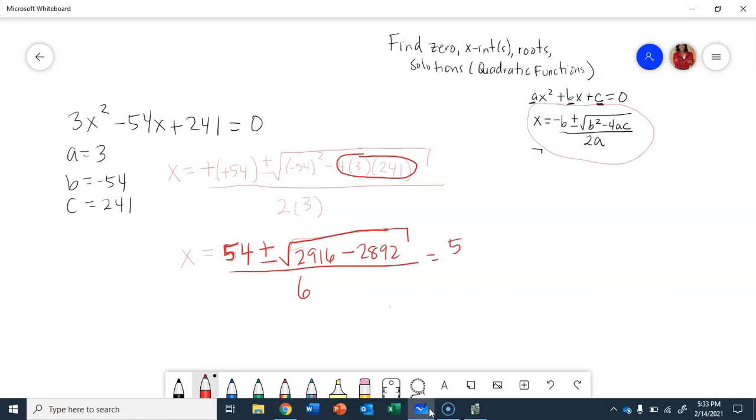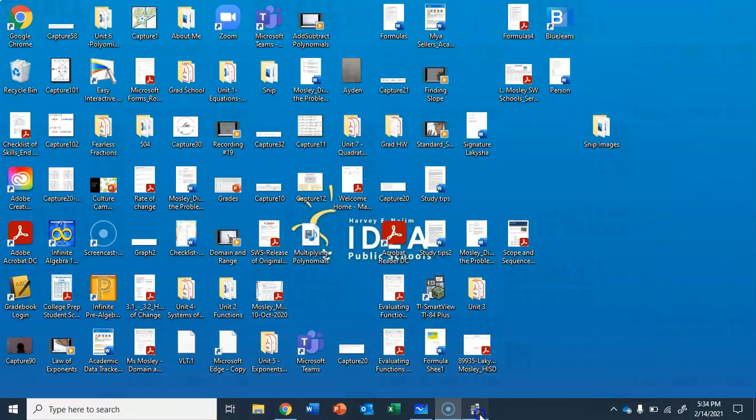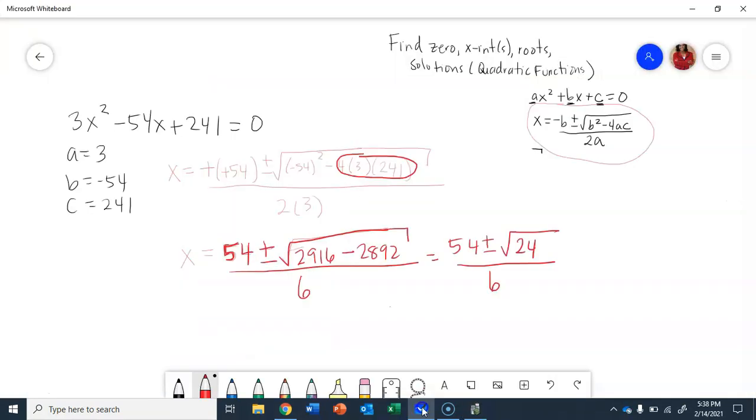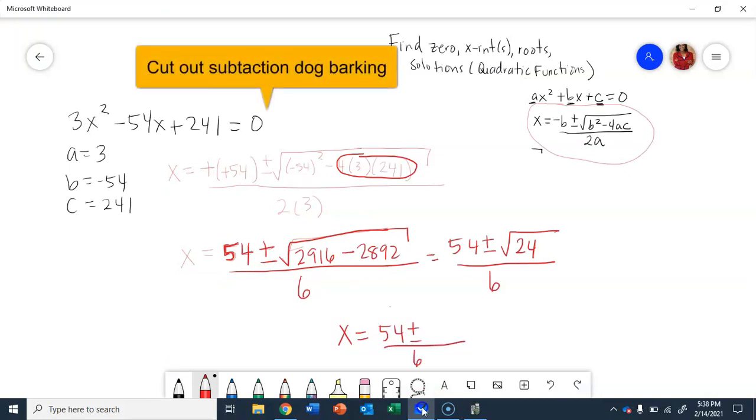All right, so here we go. 54 plus minus the square root, and then there's a 6 down here. So we're going to go subtract that: 2,916 minus the 2,892. So here, x is equal to 54 plus minus, I'm going to get you a decimal number, but can we talk about that?